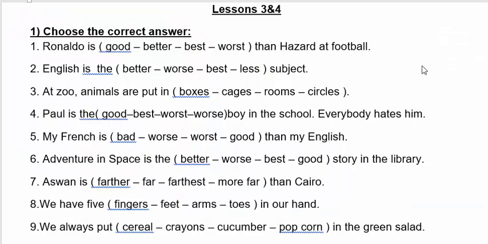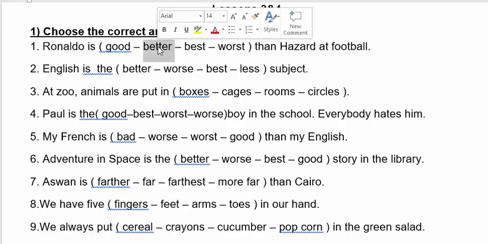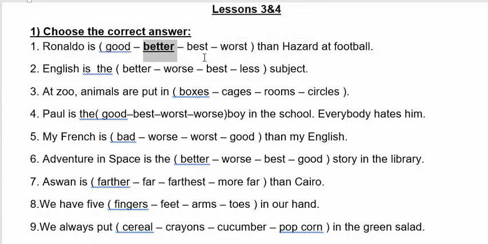Okay guys, let's do some exercises on lessons 3 and 4. The first question, choose the correct answer. The first one, Ronaldo is good, better, best, worst than Hazard at football. Take your time to be able to answer. Remember, we have "than", so it's a comparative form, and the comparative form of good is better. So the answer will be better than Hazard. Ronaldo is better than Hazard at football.